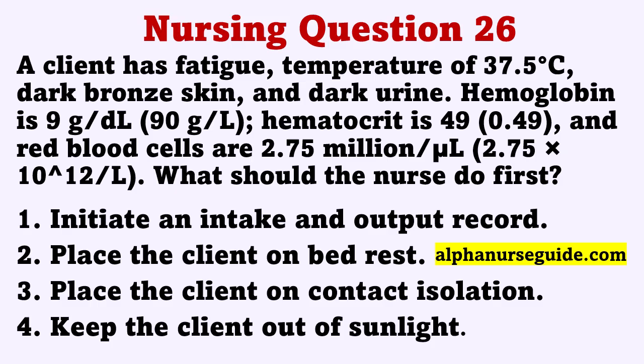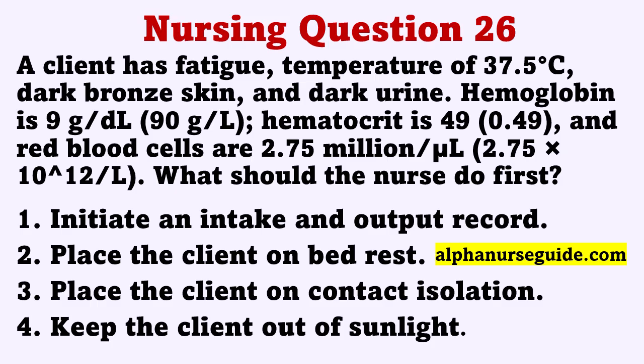The correct answer is 1. Initiate an intake and output record. The nurse should prepare to start an intake and output record because the client is exhibiting clinical manifestations of anemia with jaundice and is demonstrating a fluid imbalance. The client does not need to be on bed rest at this point. The client is not contagious and does not need to be placed in contact isolation. The changes in the color of the skin and urine are related to the jaundice and will not be affected by sunlight.